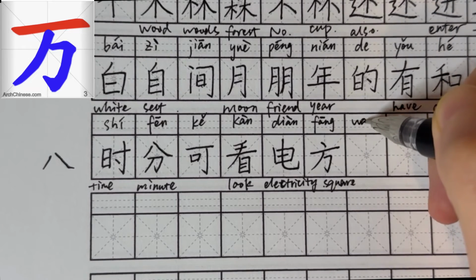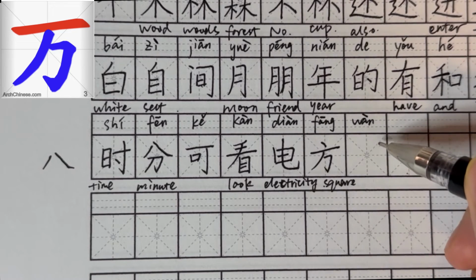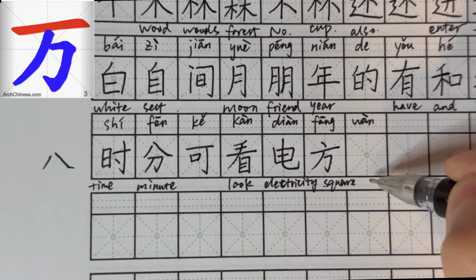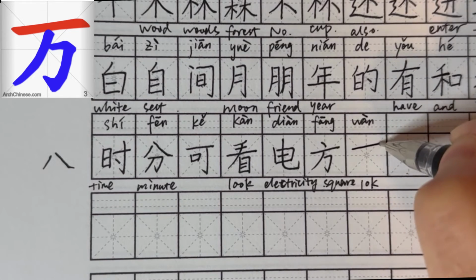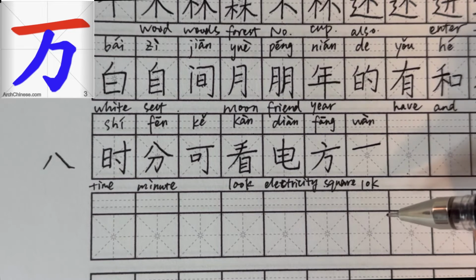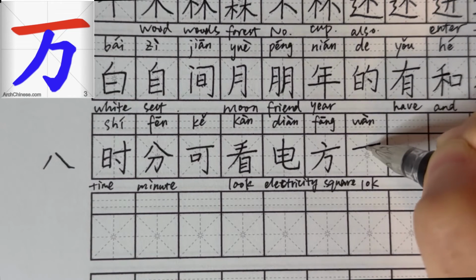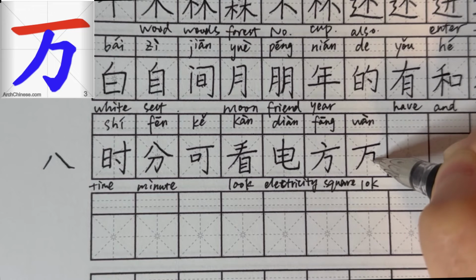Next character. 万. Very similar to character 方, but without the dot, without 点 on top. It means 10,000. 横. Make sure always write 横 go up a little bit, okay? 撇. 横折钩.